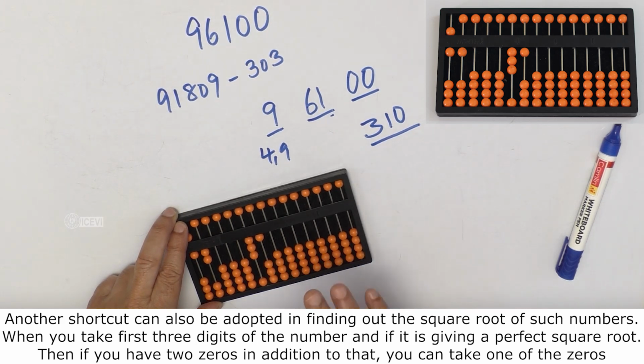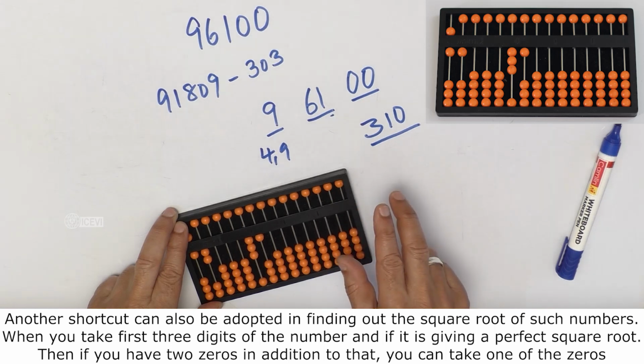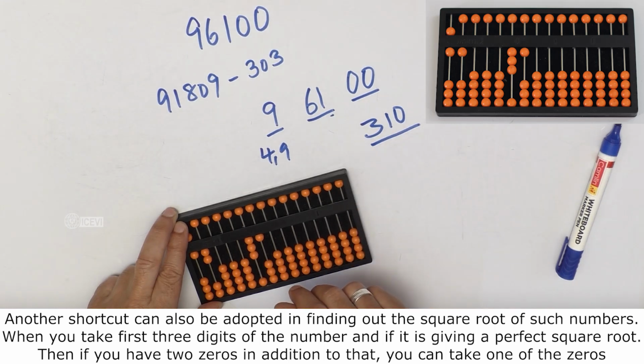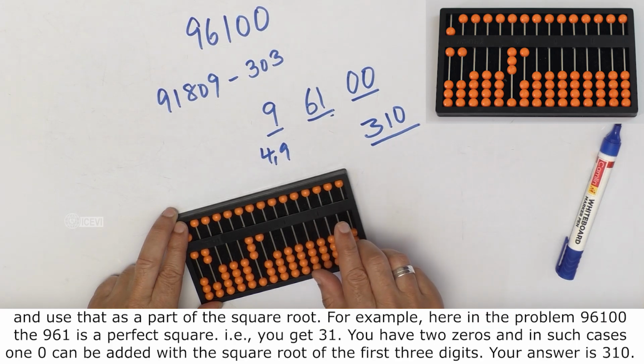Another shortcut can also be adapted in finding the square root of such numbers. When you take the first 3 digits of the number, and if it is giving a perfect square root, then if you have 2 zeros in addition to that, you can take one of the zeros and use that as a part of the square root.